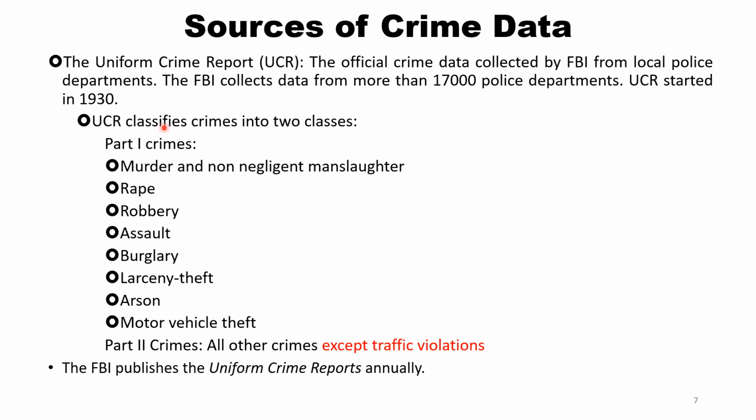Part 1 crimes include 8 serious crimes, which are murder, rape, robbery, assault, burglary, larceny or theft, arson, and motor vehicle theft. Part 2 crimes include all other crimes other than traffic violations, which are not collected in the UCR data. The FBI publishes the Uniform Crime Reports every year. Though the UCR data has many drawbacks, the data has great value and is used extensively to understand occurrence of crime and crime trends.